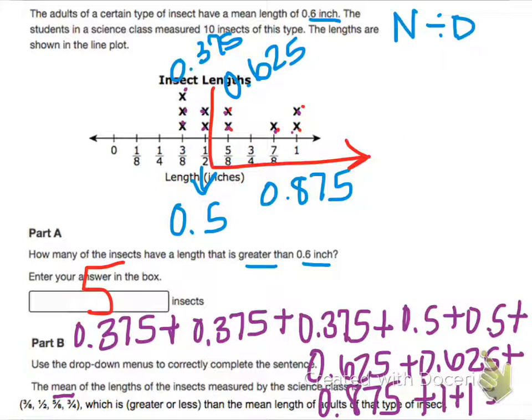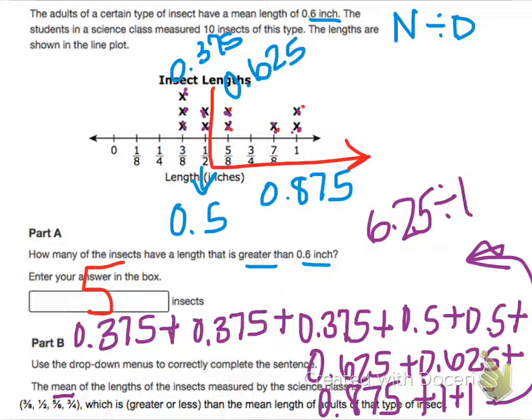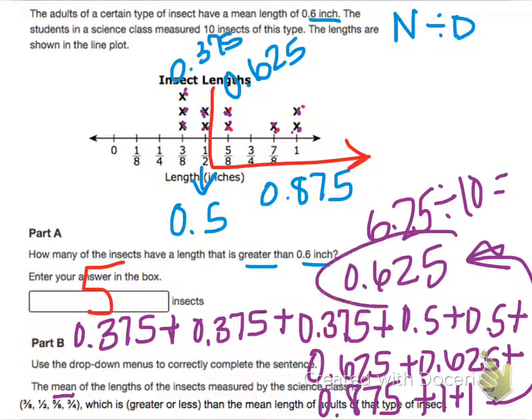If you add these together, you get a total of 6.25. Then, to find the mean, we must divide by how many data points there are. 1, 2, 3, 4, 5, 6, 7, 8, 9, 10 points. If you divide that by 10, you end up with 0.625 as the mean.